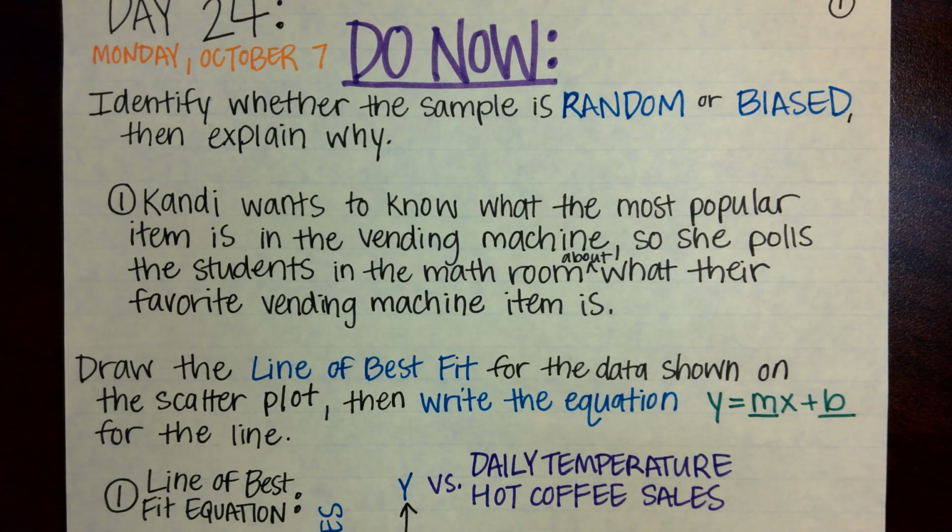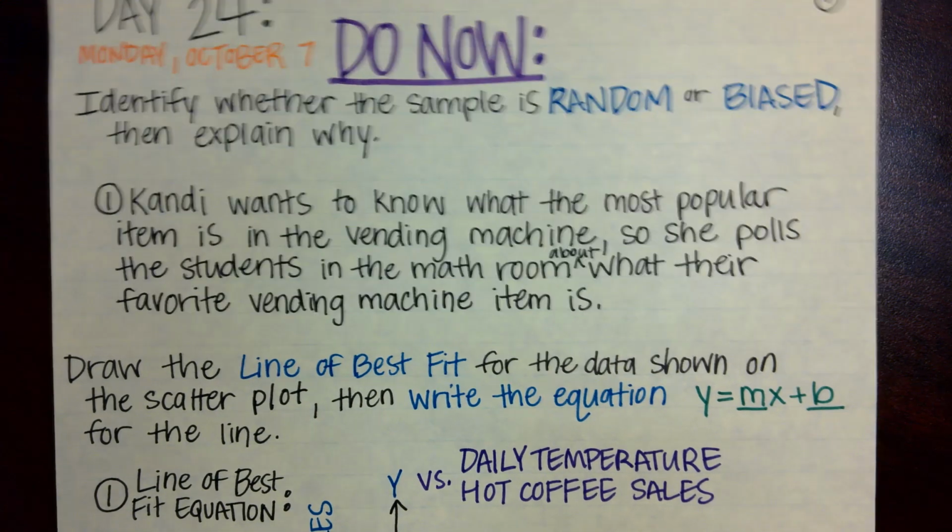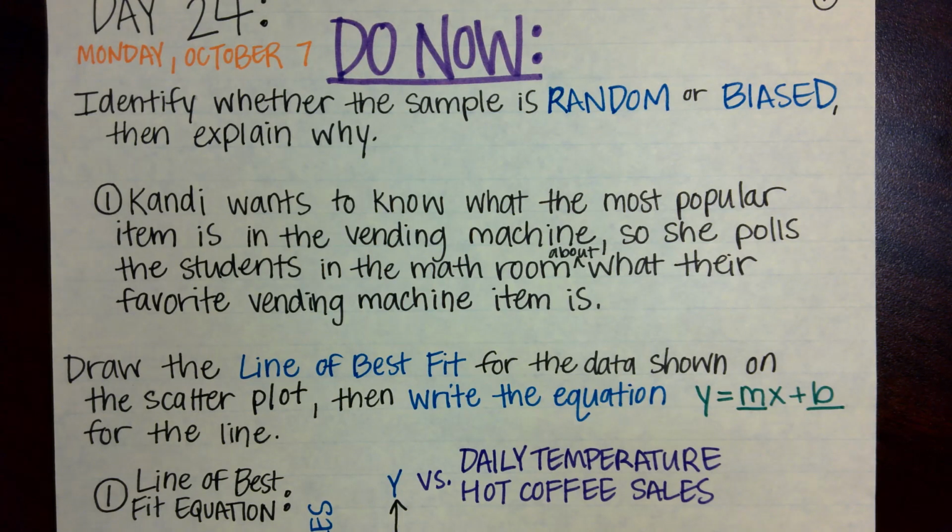Candy wants to know what the most popular item is in the vending machine. So she asked the students in the math room what their favorite vending machine item is. All right, so she wants to know what the most popular item is in the vending machine. We're talking about the one out in the hall. So she asks the students in the math room what their favorite vending machine item is. What do we think, guys? Is that random or is that biased?